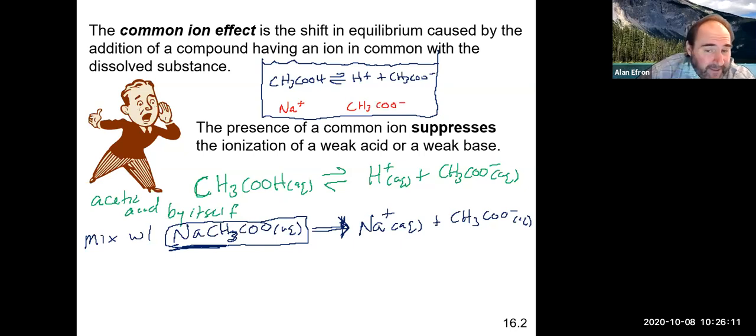So what's going to happen, if you think about it, is our good friend Le Chatelier's principle will tell us that the acetate that has been added is our common ion, and it is going to add more acetate. If we add more acetate to the equilibrium that's been set up, Le Chatelier's principle says it should shift the equilibrium to the left. And if it shifts the equilibrium to the left, that means the acetic acid in equilibrium will basically remain together.